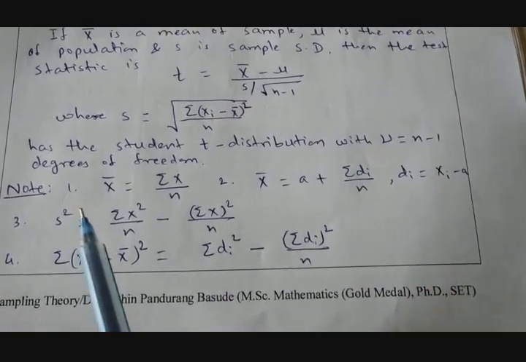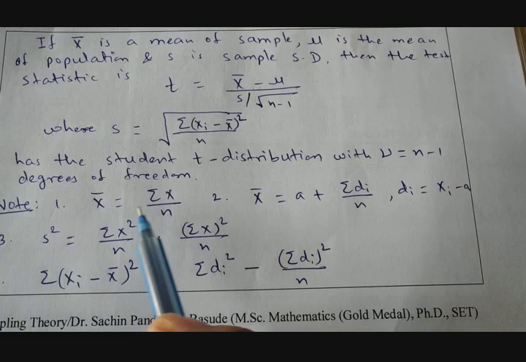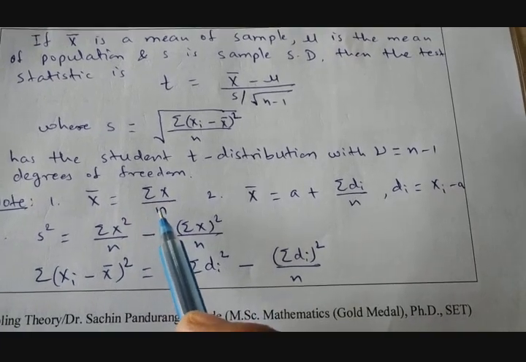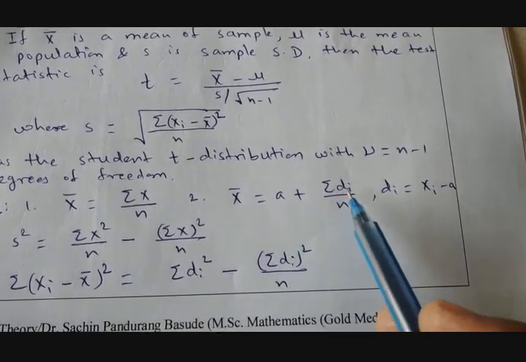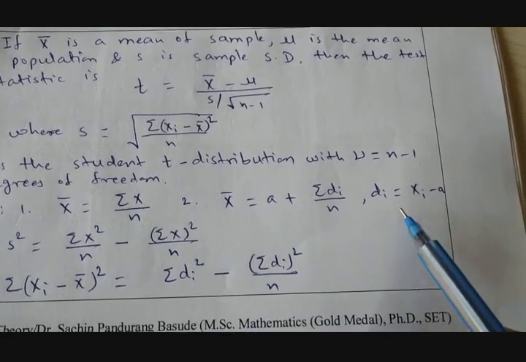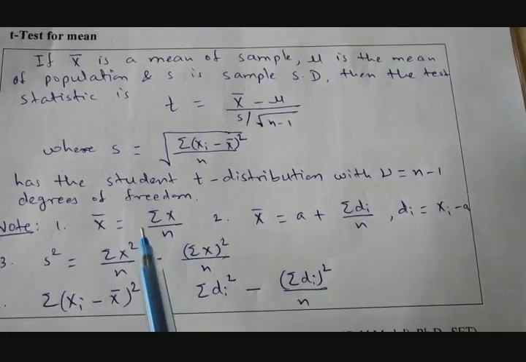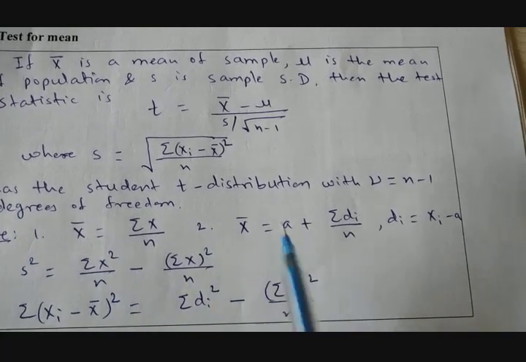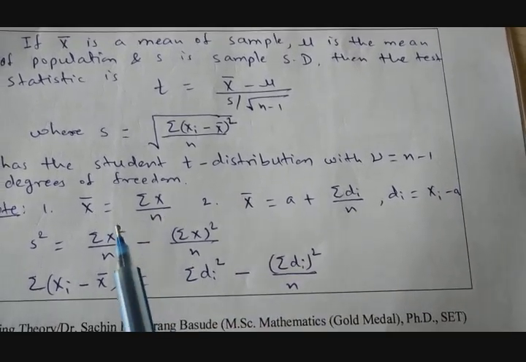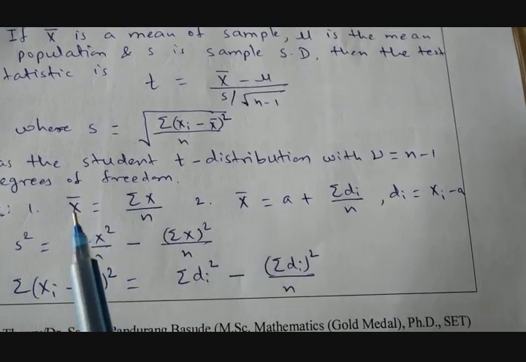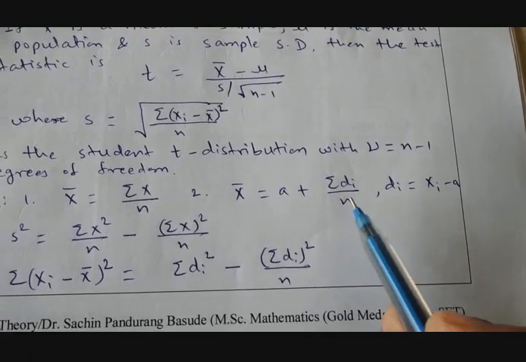One important note here. If values of x are given, we can find x bar equal to summation of x by n. Another formula is also there: x bar equal to a plus summation of di by n, where di is the deviation of xi from some number a. So when do we use these two formulas? When values of x are small numbers, we can directly find the mean x bar. But if values of x are big numbers, then we will use this formula.